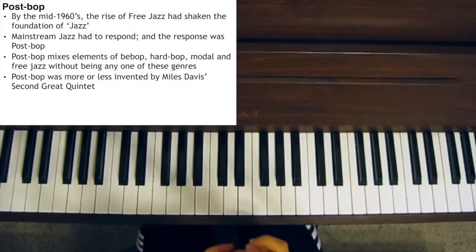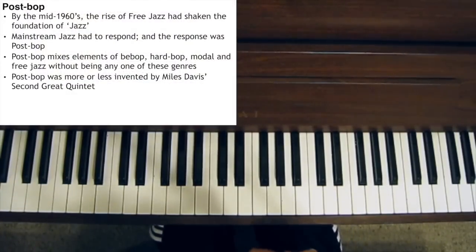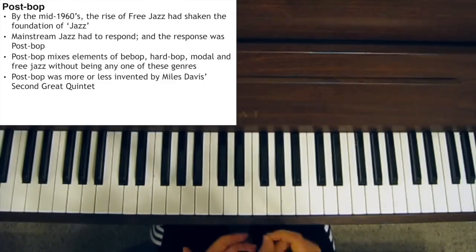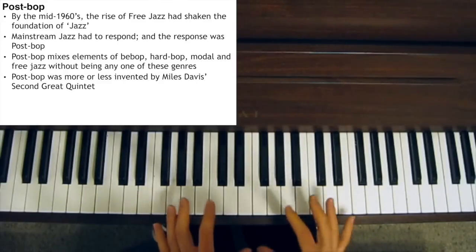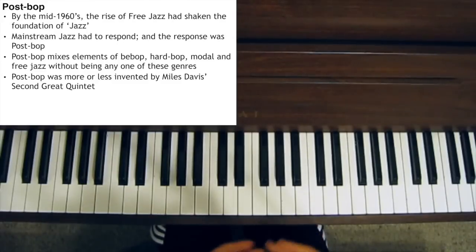Okay, so one thing you need to know about post-bop is that post-bop is weird. By the mid-1960s, the rise of free jazz had shaken the very foundation of jazz. So mainstream jazz had to somehow find a way to respond to the avant-garde, and that response was a genre called post-bop. Now, post-bop mixes elements of bebop, hard-bop, modal, and free jazz without necessarily being any one of those styles. And post-bop was more or less invented by Miles Davis's second great quintet, so a lot of what I'm going to say here relates directly to this group.